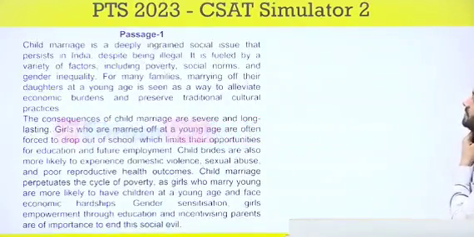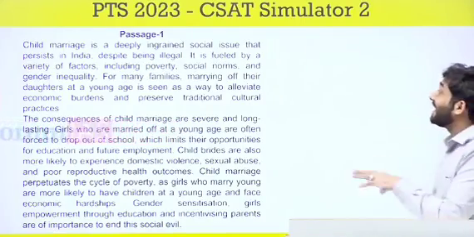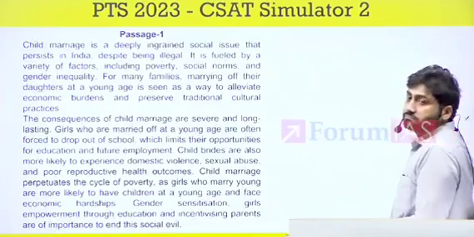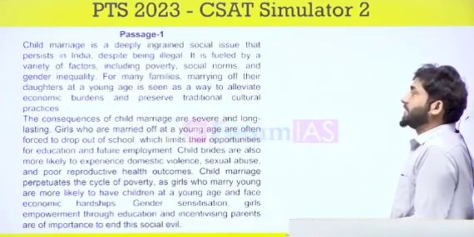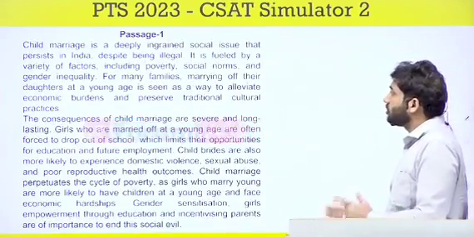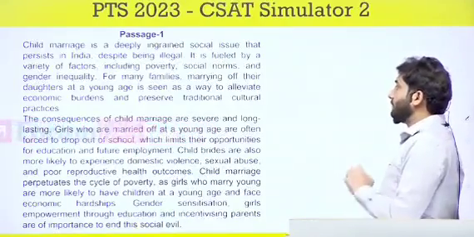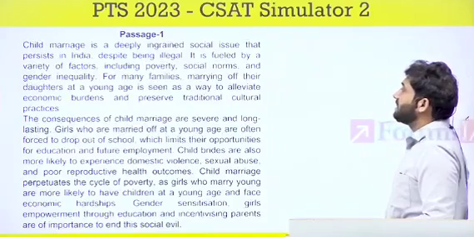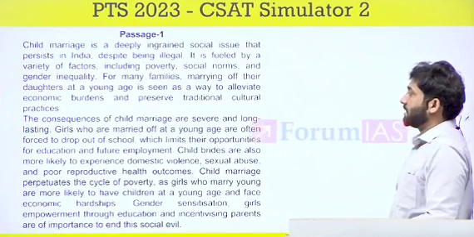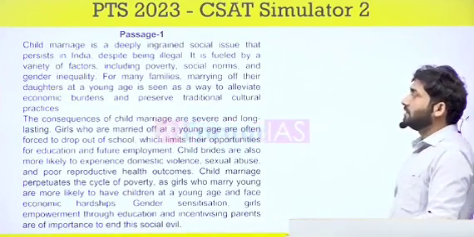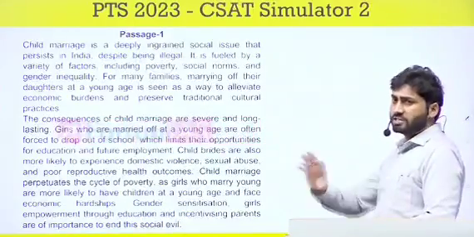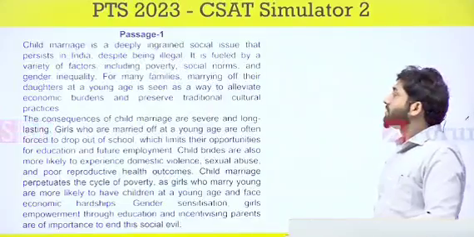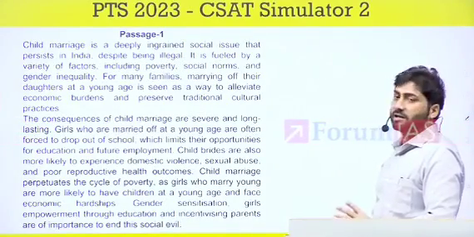Next passage. Child marriage is a deeply ingrained social issue that persists in India despite being illegal. Right? It is fueled by a variety of factors, including poverty, social norms, and gender inequality. For many families, marrying off their daughters at a young age is seen as a way to alleviate economic burdens and preserve traditional cultural practices. What is actually causing this social evil to continue? This is what is being mentioned in the first paragraph of the passage.